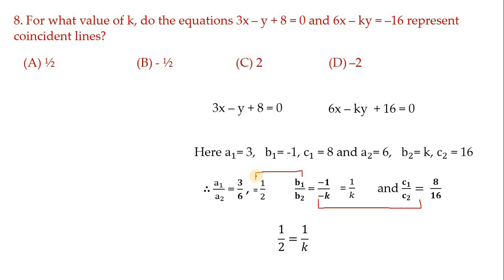Now I am comparing the first one, these two: 1 by 2 and 1 by k. Now let us do the cross multiplication for this, children. 1 into k is k and 2 into 1 is 2. Therefore k equals 2. So option C is correct. Move on to the next one, children.